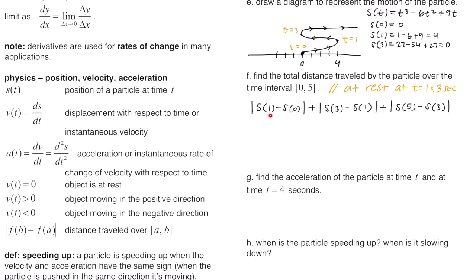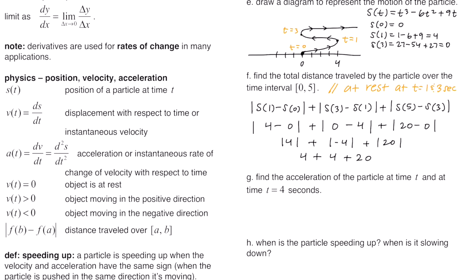So I set this up. It's going to go s of 1 minus s of 0, then s of 3 minus s of 1, and finally s of 5 minus s of 3. So we're going to plug in 1 and 0 and 3 and 5 all into the position function. I think I got everything plugged in correctly. We have s of 0 is 0, s of 1 is 4, s of 3 is 0, and finally s of 5 is going to be 20. And then remember, we're taking the absolute value of these values, so we get 4 plus 4 plus 20. So our final answer is a total distance of 28 meters.